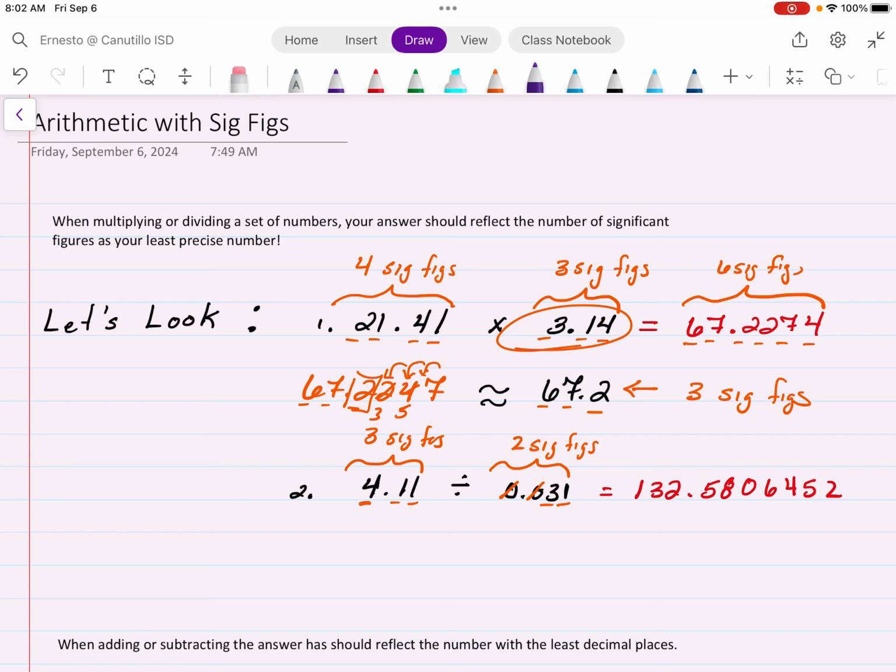So this number has 1, 2, 3, 4, 5, 6, 7, 8, 9, 10. This number has 10 significant figures the way it was presented in the calculator. So this is 10 sig figs. Now, our answer can only be to the significant figures of the least precise number. So that is this one, right? So our answer then should be in two significant figures.